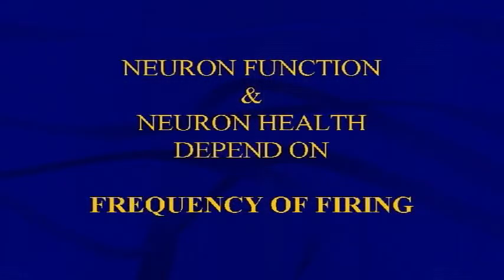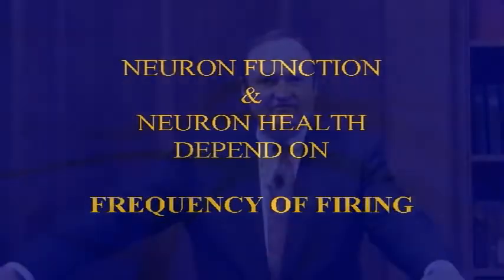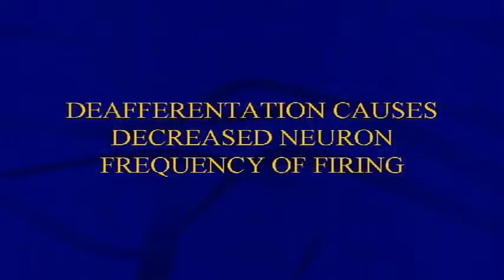Now, neurons, their function and the health of neurons depend on how often they fire. If you want a neuron to be healthy, you need to fire it. And it's going to fire the next neuron, which is going to keep it healthy, which is going to fire the next neuron, which is going to keep it healthy. So the frequency of firing of neurons is what keeps them healthy. It's dependent on activity.